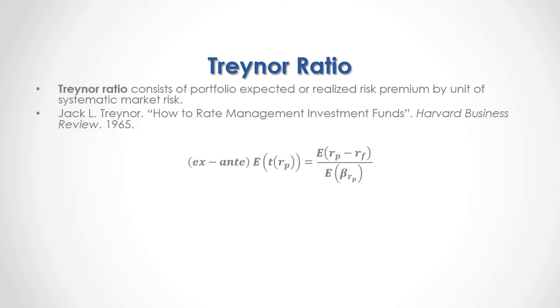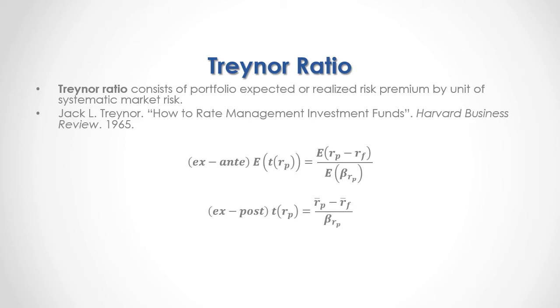As a formula, we have the ex-ante or expected portfolio returns Treynor ratio, which is equal to, and within the numerator, we have the expected risk premium as the difference between portfolio returns minus the risk-free rate of return, which is then divided by the expected portfolio market beta.